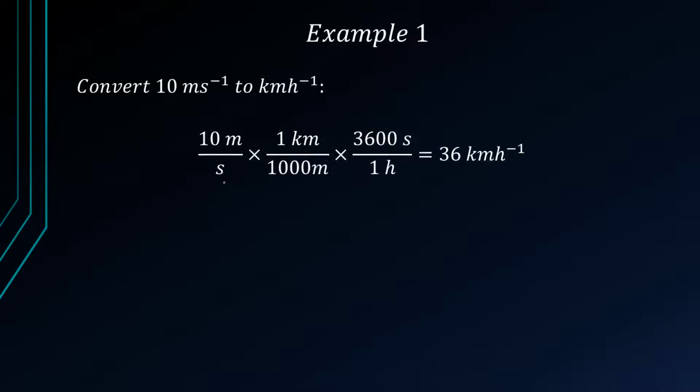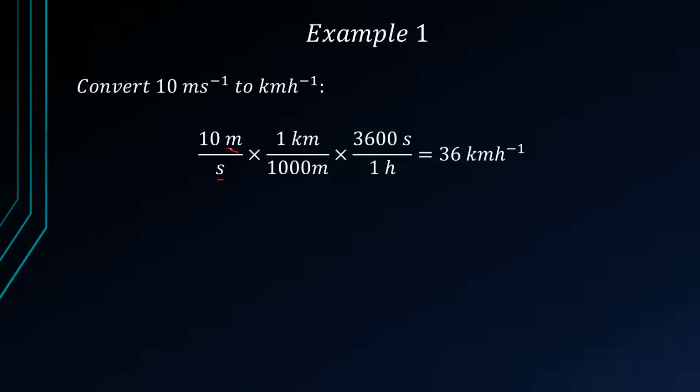So what do I mean by changing 1 into a form that is convenient for me? Say, for example, we have this kind of question: convert 10 meters per second to kilometers per hour. First thing that we do is we take that 10 meters per second and write it in the form of a fraction. Notice that the 10 m is on top and the s is underneath. Now we simply choose values of 1 that are convenient for us, and we take 1 unit at a time.